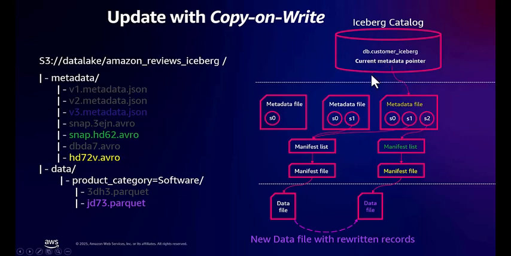So with this diagram, you can see earlier the catalog was pointing to the metadata file over here. Instead of that, now it is pointing to the metadata file over here, which ultimately points to the new data file.